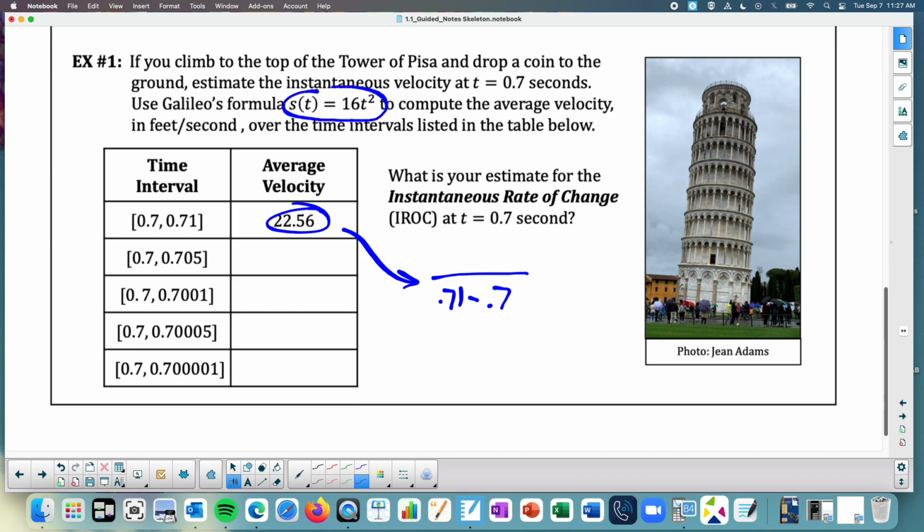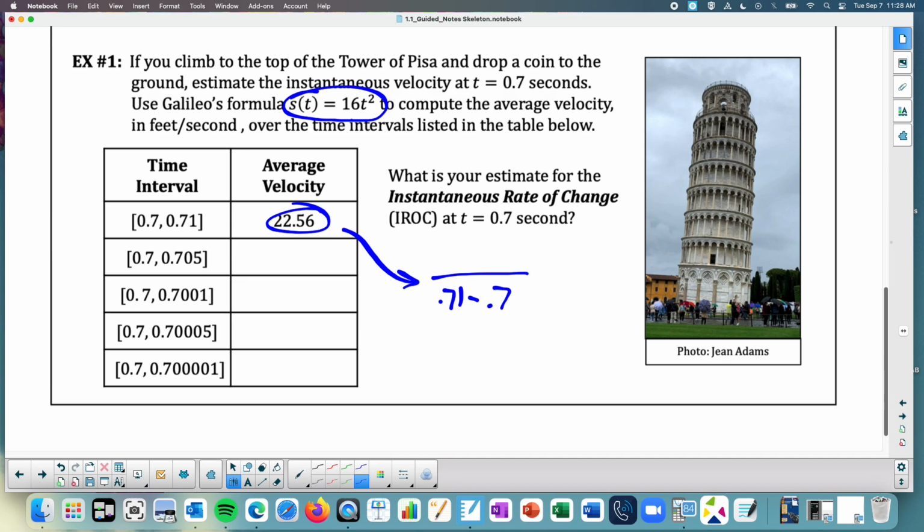So this is the formula saying how far something falls if you just drop it. It's the distance. I don't know why they use S, they traditionally use S of t for distance and position. I didn't choose it. So what we're gonna do is plug 0.71 in place of t in 16t squared. That's gonna tell us how far it falls in 0.71 seconds. And we're gonna plug 0.7 into that formula, and that'll tell us how far it falls in 0.7 seconds. And we're going to subtract them, and our answer is gonna be 22.56.